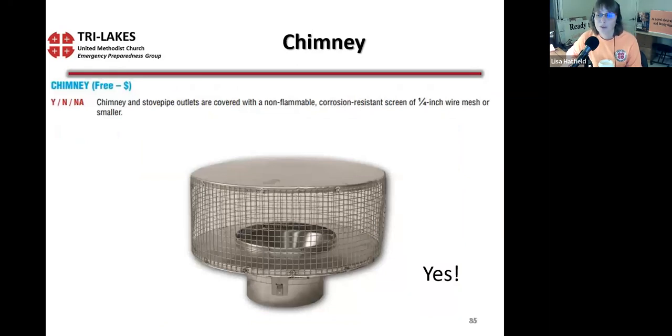Yes or no? Chimney and stovepipe outlets are covered with non-flammable, corrosion-resistant screen of 1/4 inch mesh or smaller. 1/8 inch mesh would be better. And if you can't get up there, make a list of all of your roof and vent and window questions and get assistance from somebody who might be like a contractor who could go up there and help you take a look at what's up there and retrofit things as needed. Ask for help.